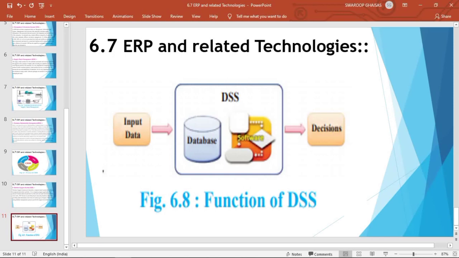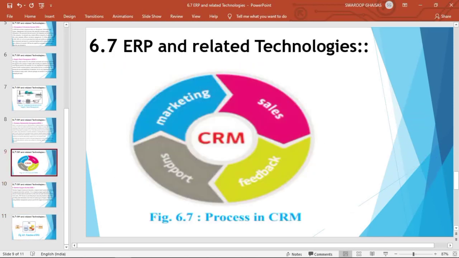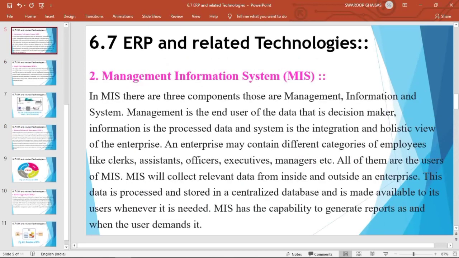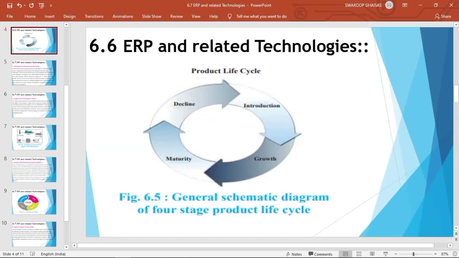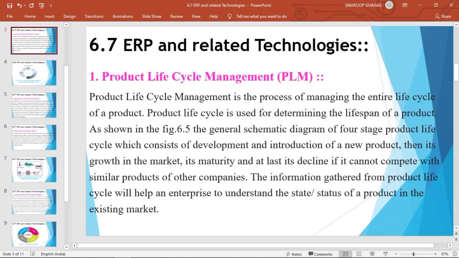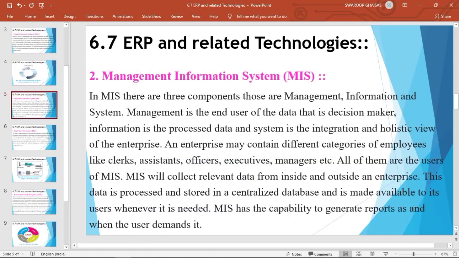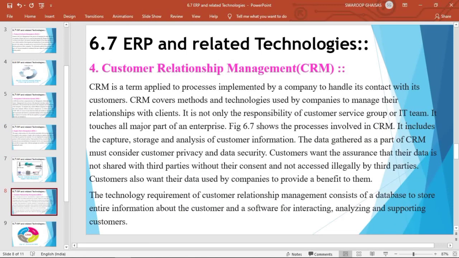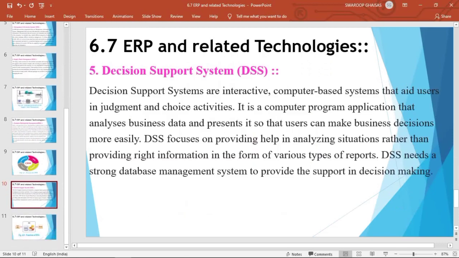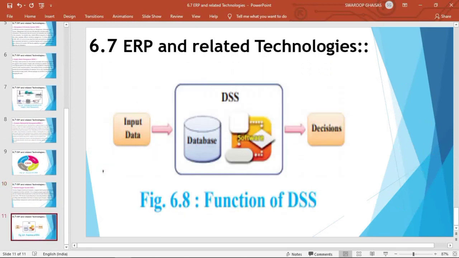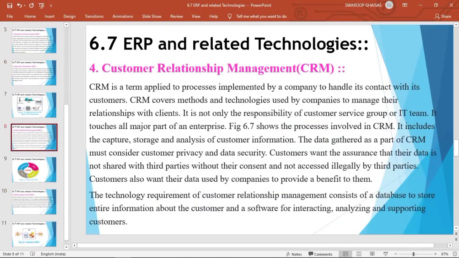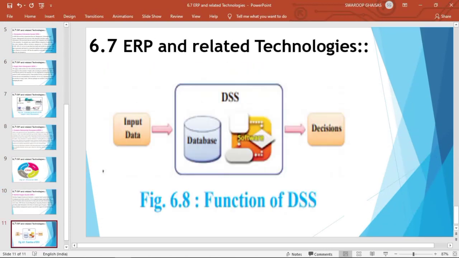So these are 5 different related technologies used along with an ERP package to increase the performance of an enterprise. Those are, first, product lifecycle management, second, MIS, management information system, third, supply chain management, next, customer relationship management, and the last one is decision support system. So note down all these 5 different related technologies in your notebook. Thank you.